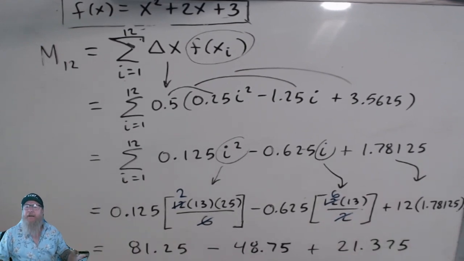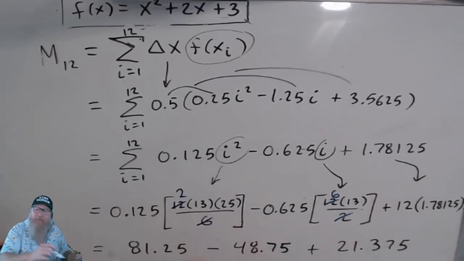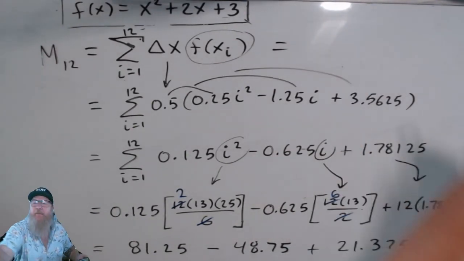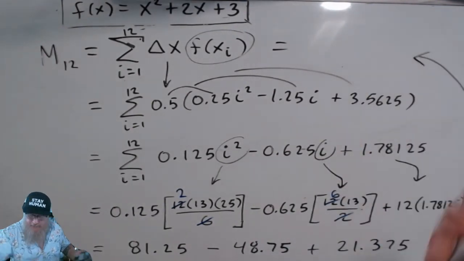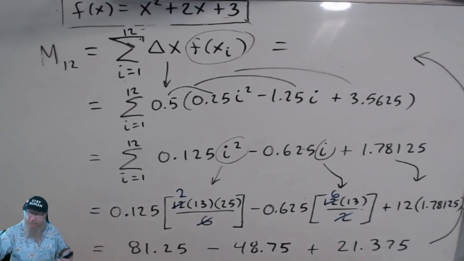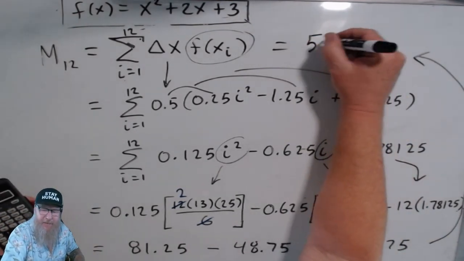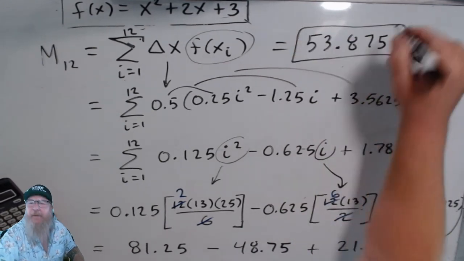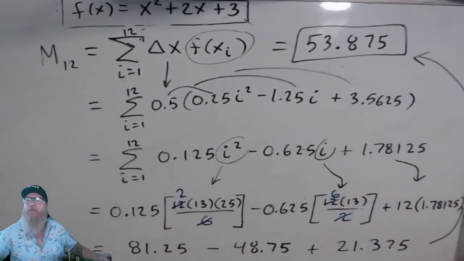And so instead of adding 12 rectangles, I just add up these three values, and that will give me my final result. So let's go through that. 21.375 minus 48.75 plus 81.25, and we get 53.875. And that is our midpoint approximation.